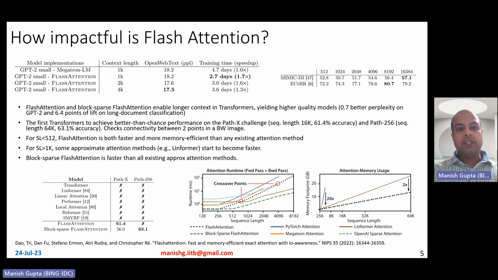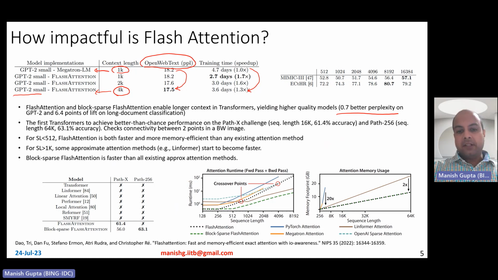Now, let me also talk about what other benefits you can get because of flash attention. Since flash attention saves on memory as well, you can actually now afford to have larger max sequence lengths. So what happens then? If you compare with the Megatron LM's GPT-2 small model with the 1K context length, and then you can now run 4,000 context length with flash attention, what you observe is that, of course, you get about 1.3x speed up, but that's not what is important. What is important is that you actually get much lower perplexity. So flash attention can actually enable longer context in transformers, leading to higher quality models, 0.7 better perplexity on GPT-2 small model with the open web text corpora.